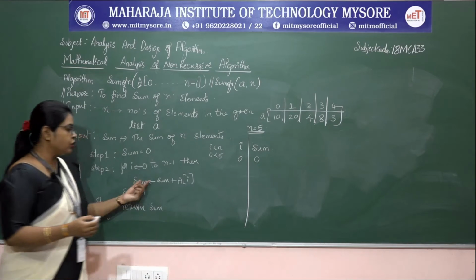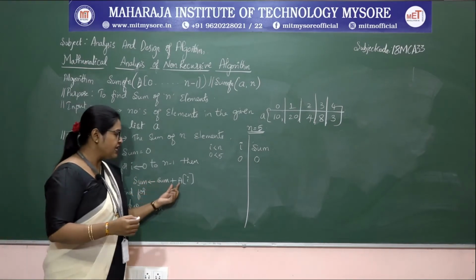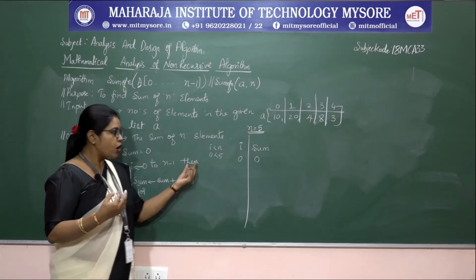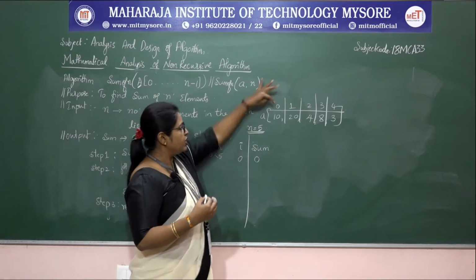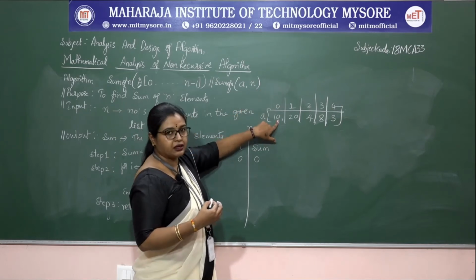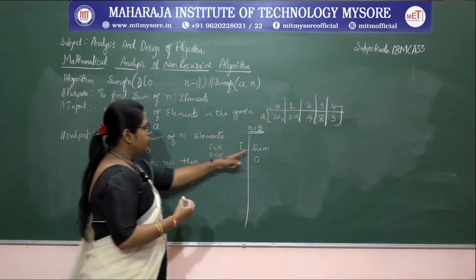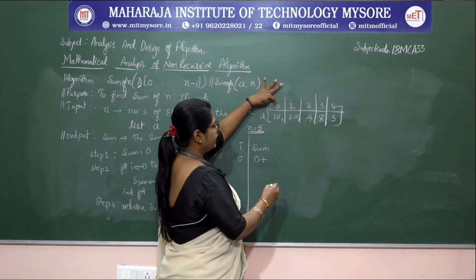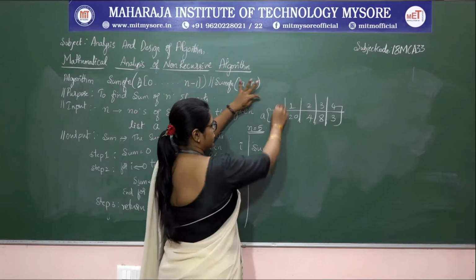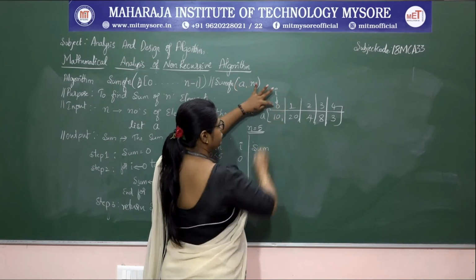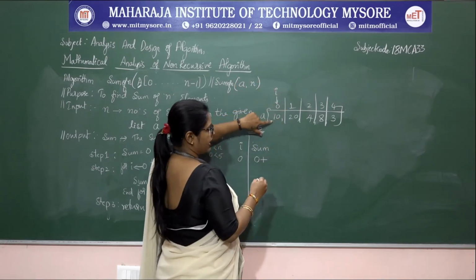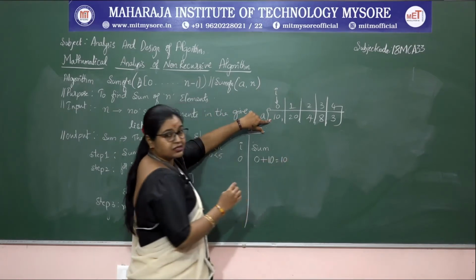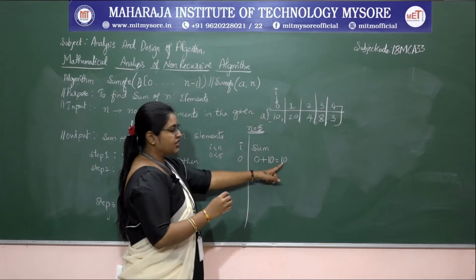Therefore, we can execute this statement, that is sum plus a of i. What is a of i? The i value is 0, and in the 0th place we have 10. Sum is initially 0. Now i is pointing to the 0th position, where we have 10. So 10 is added to 0, and the sum value becomes 10.